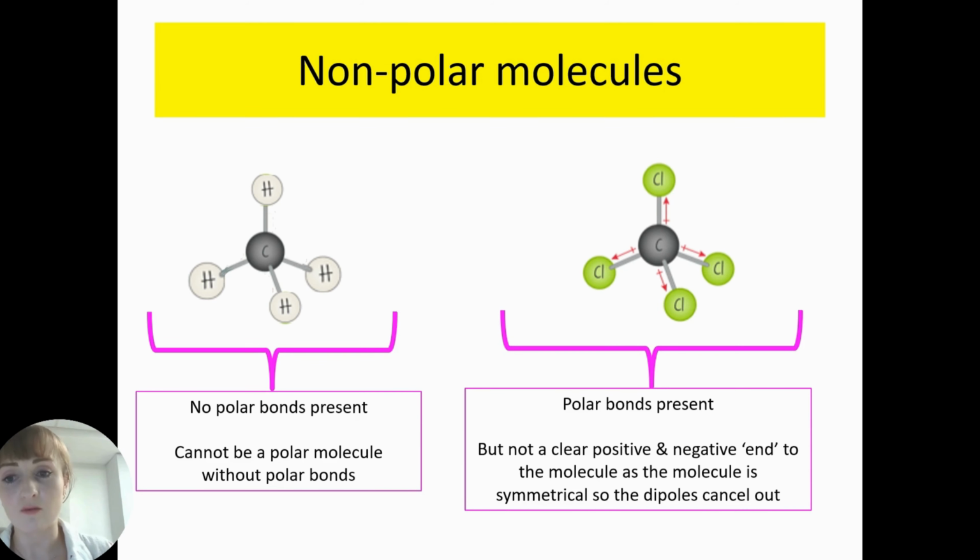In methane itself, we can see that there are no polar bonds present, and it's not possible to be a polar molecule unless you have polar bonds. Hence, methane is considered non-polar.